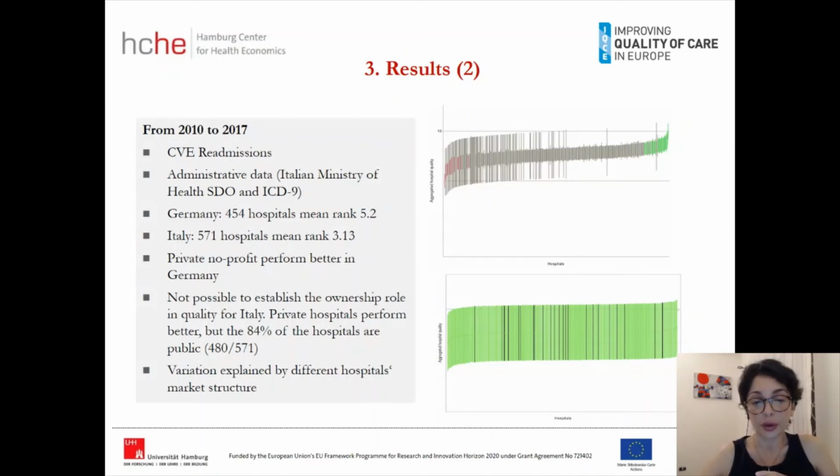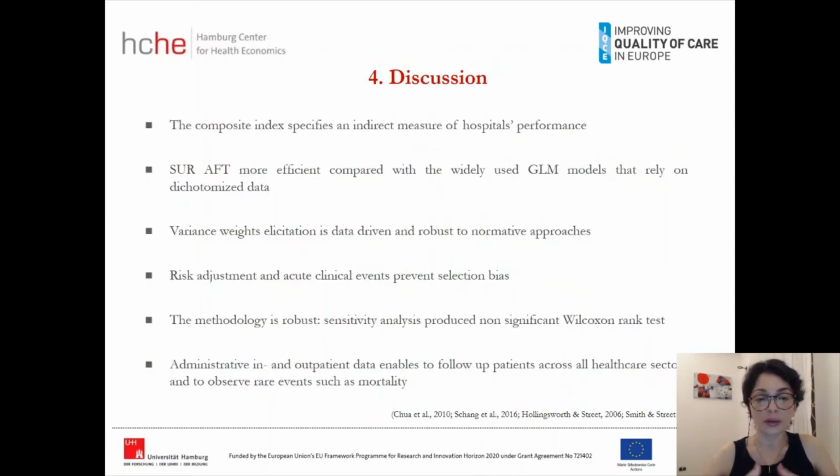Again, private not-for-profit hospitals perform better in Germany, and it's not possible to establish the ownership role for Italy, because 84% of the hospitals are public. But we can conclude that some variation can be explained by different hospital market structures. So overall, this index is an indirect measure of hospital performance, since we wiped out all the amounts of variance that we attributed to outcome and intervention to build weights.